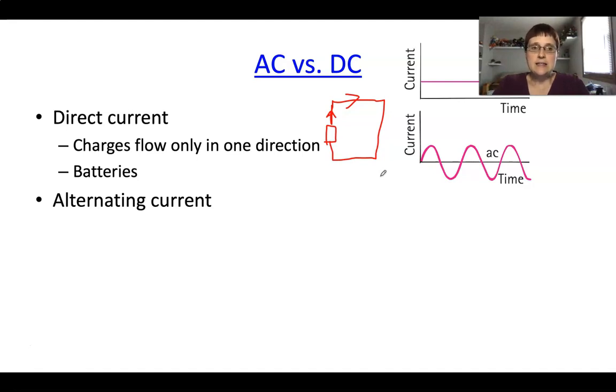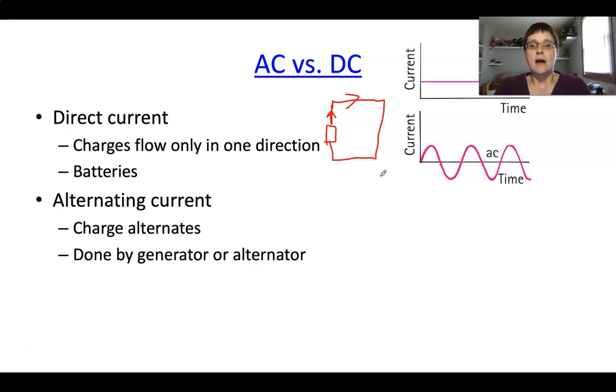Alternating current, or AC current, is going to alternate back and forth. So it's going to switch directions back and forth, back and forth. And this is going to be done by a generator if we're talking about electricity to your home, or an alternator if we're talking about electricity in your car. So these two are going to just flip that electrical current back and forth, back and forth.